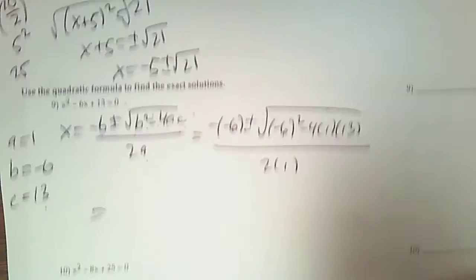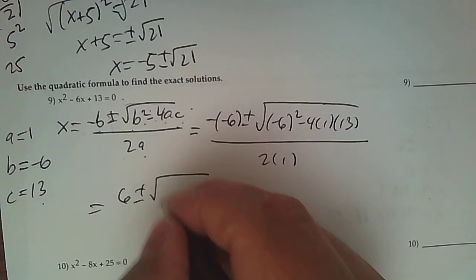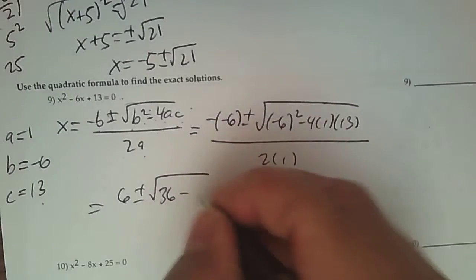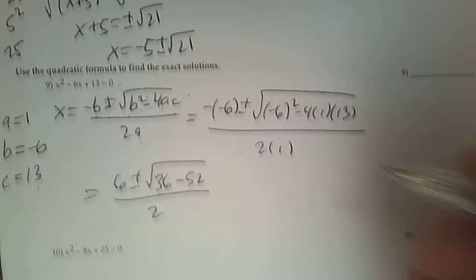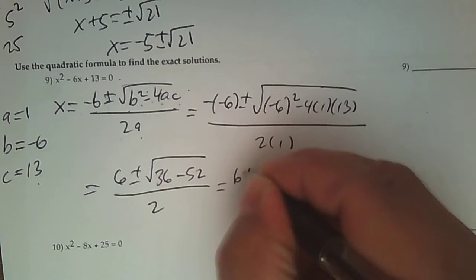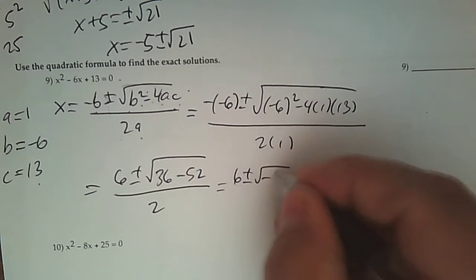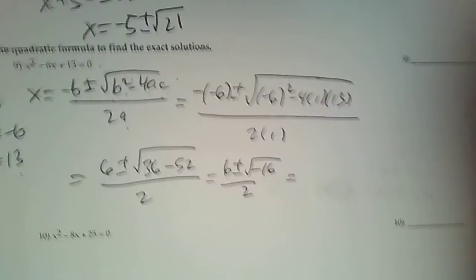And then just simplify it. That's positive 6. This is 36. Take away, now 4 times 13 is 52. And 2 times 1 is 2. 36 take away 52. That's negative 16. So the solution to this is complex, imaginary.